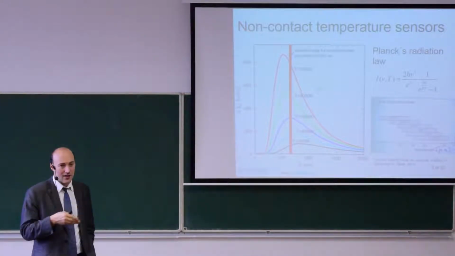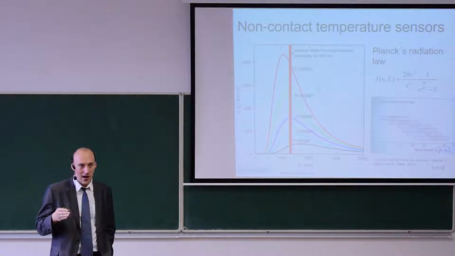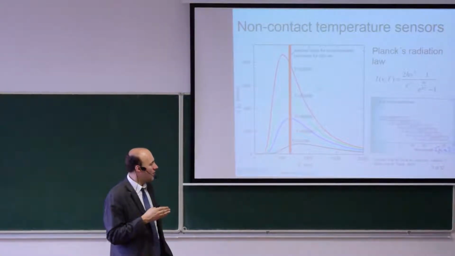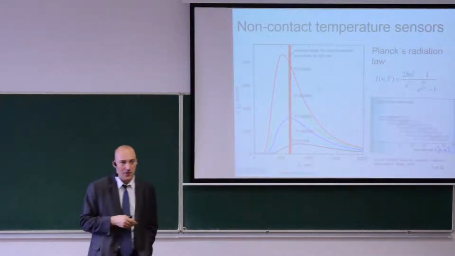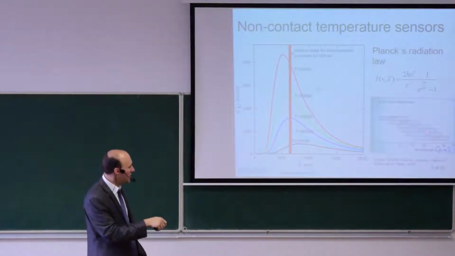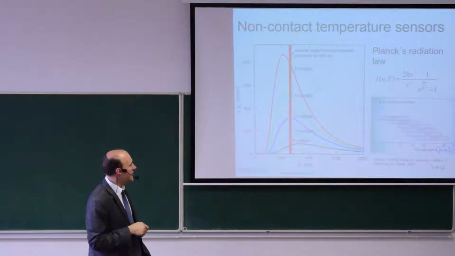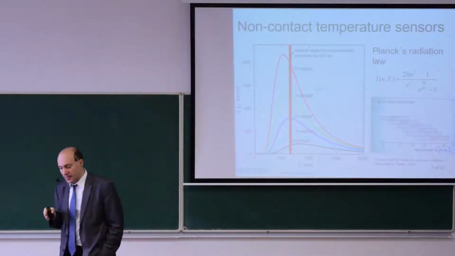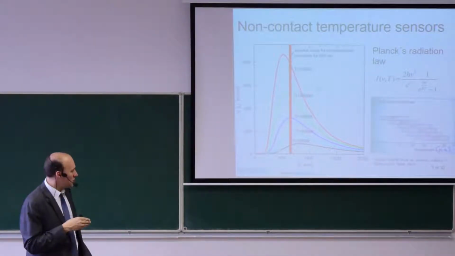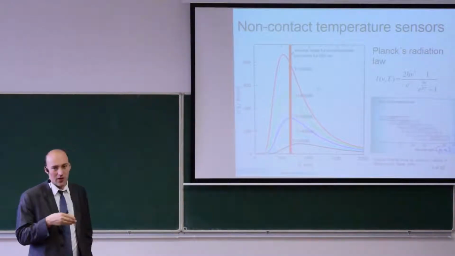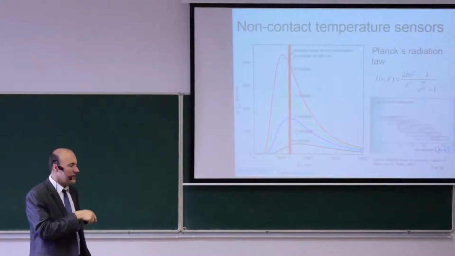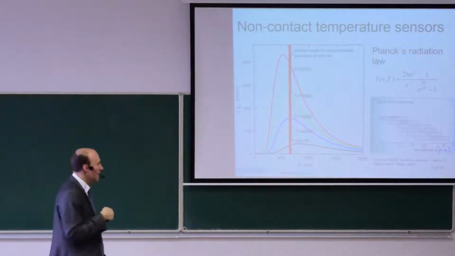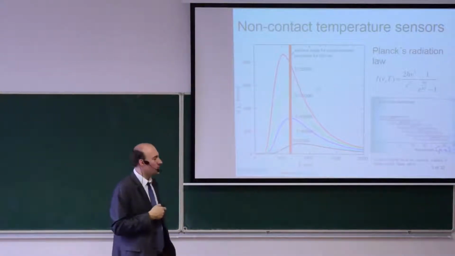Unfortunately, we don't have detectors that are able to work in the entire range, from, let's say, the visible spectrum up to the far infrared spectrum. So this is quite important, and we will also see that different non-contact temperature sensors will use different materials, and they will operate on some specific wavelength, and this wavelength has to be adapted to the application.